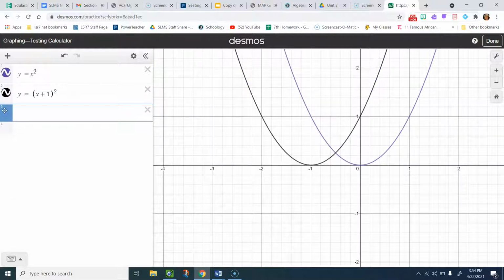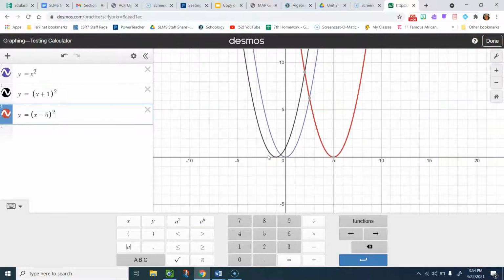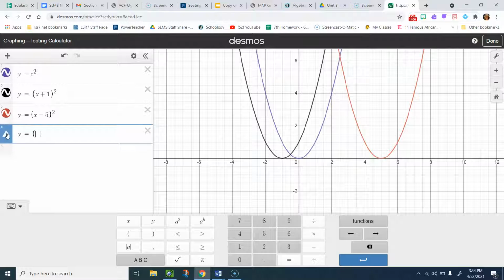Now I have y equals parentheses x minus 5 parentheses squared. What happens there? Oh, we can't see it. It graphs somewhere. Oh, there it is. We found it. Okay, so you can just use your fingers to move in and out. We had one more. y equals parentheses x plus 8 parentheses squared.